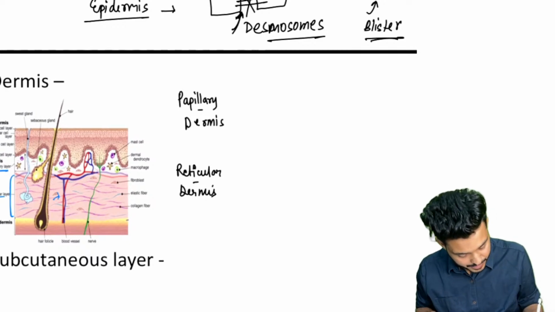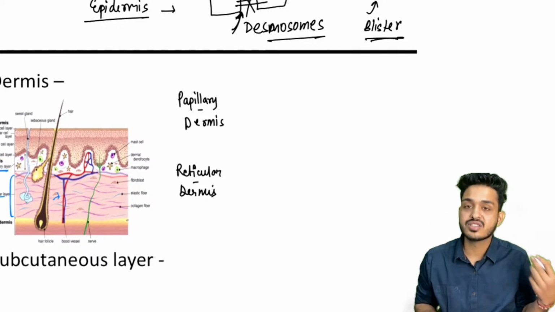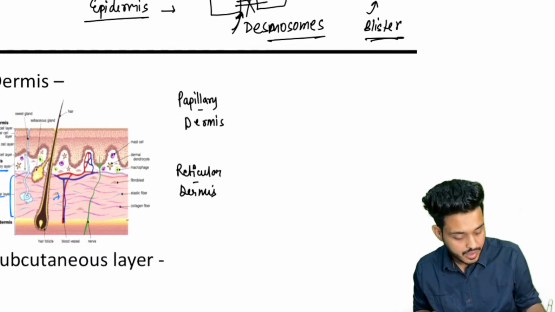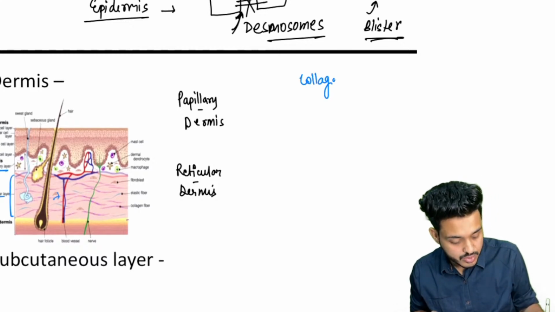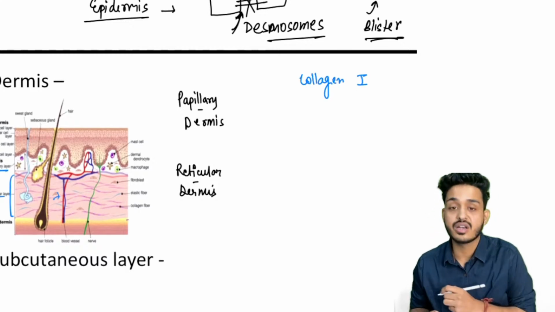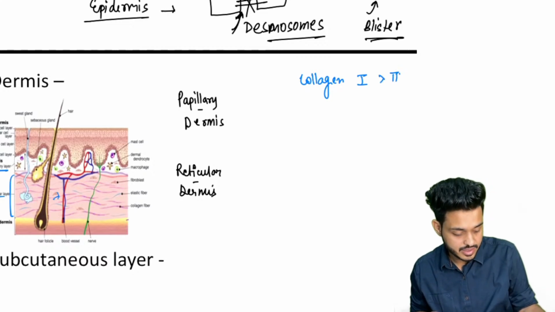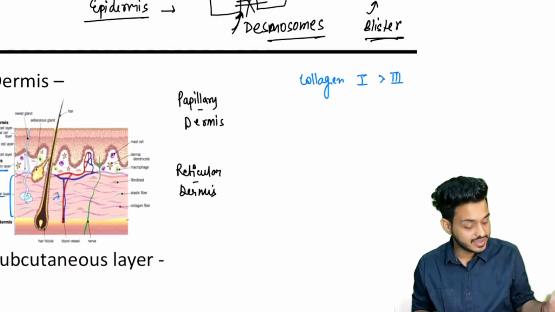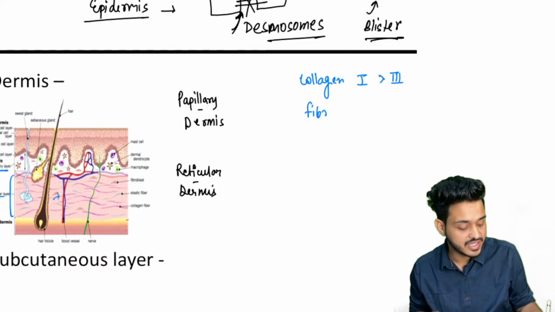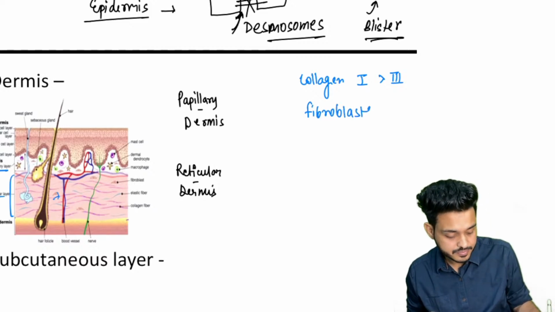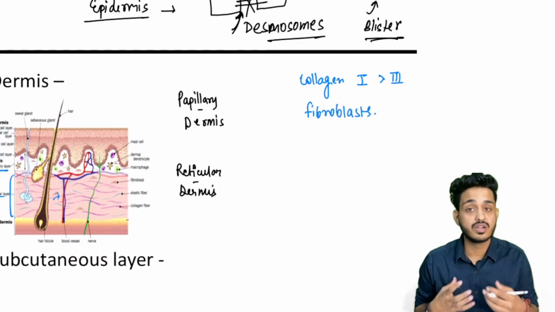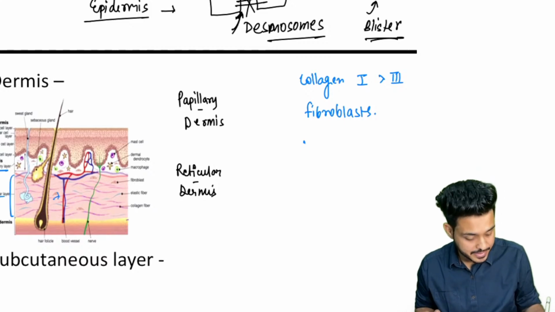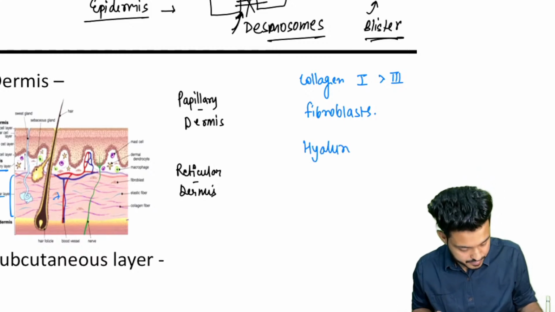So look here, in the papillary dermis, what is the collagen that is most abundant over here? Write down, the collagen which is most abundant over here is collagen 1 as compared to collagen 3. What other things will be present here? There will be presence of fibroblasts. There will be presence of hyaluronic acid.